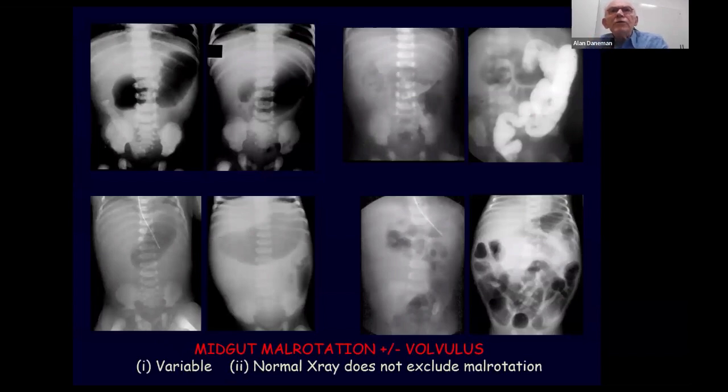In malrotation, the obstruction is in the duodenum, either due to Ladd's bands across the duodenum, and I'll explain that a little bit more in a second, or due to a volvulus. So you would expect that a patient presenting with bilious vomiting due to a malrotation would have a pattern similar to duodenal obstruction, which is a double bubble with no gas beyond, or a double bubble with a little bit of gas beyond.